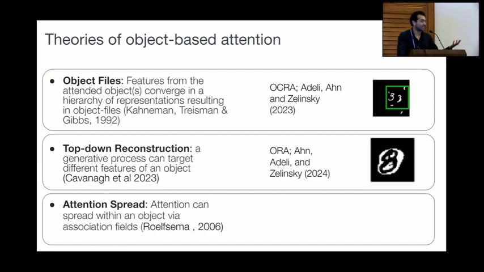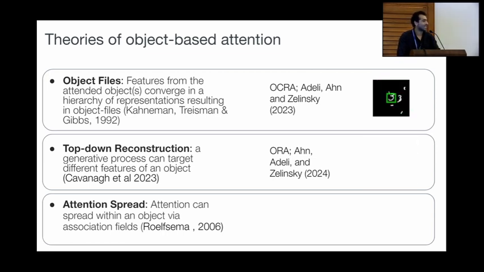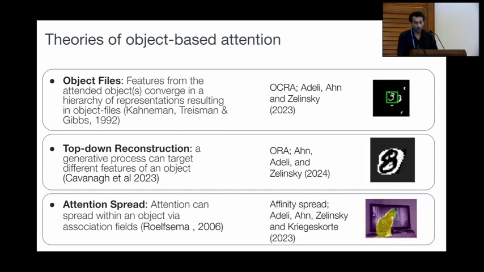The third work is attention spread, which you also heard about so far, which is the idea that attention can spread within an object through lateral connections. And I would say you could call a lot of those lateral connections association fields, a term that people are familiar with. In this context, I'll talk about another work that we call affinity spread, and we actually show for the first time that we can spread attention within an object through purely horizontal connections. You don't really need top-down reconstruction. So this goes slightly against some of the arguments you heard today.